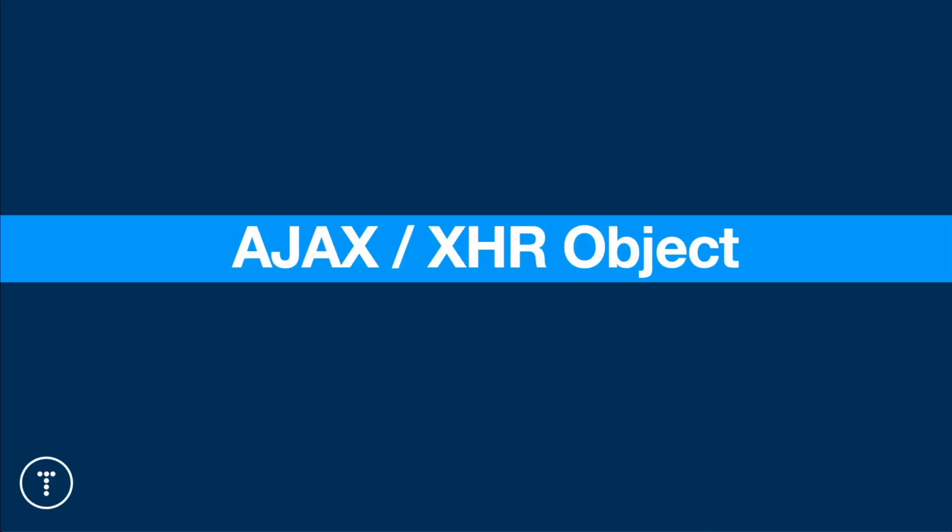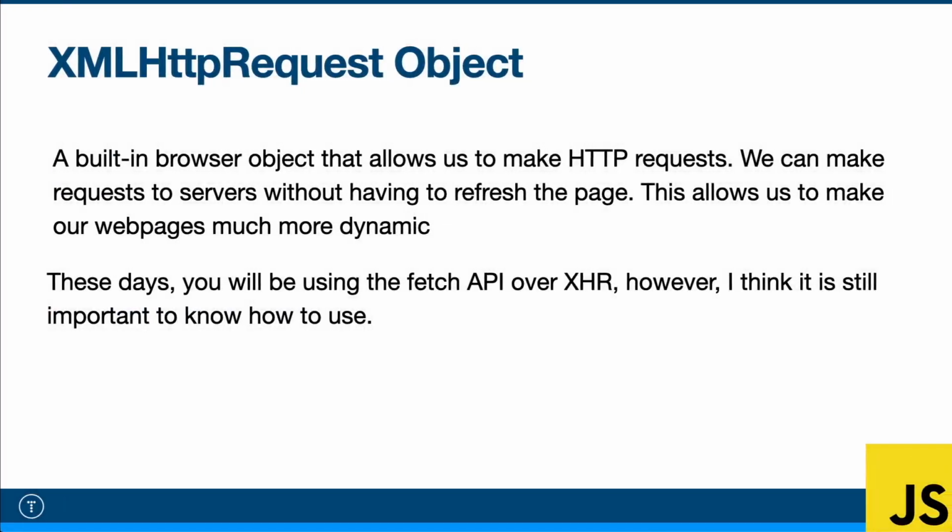Alright guys, so in this video we're going to talk about and look at the XHR, the XML HTTP request object. This is an object that's built into the browser and allows us to make HTTP requests. It is a little more complicated than the Fetch API, but it's still pretty straightforward. And you may notice the XML is included in the name of the object.